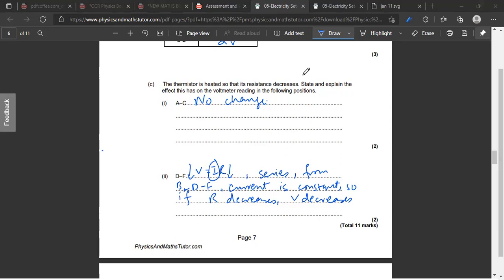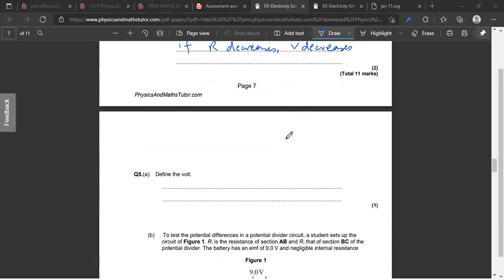All right. Let me see what other questions I want you to go through with me. Can you go over 5A? I know it's a relatively easy question, but I've never really had the definition of one volt. Okay, so volt is work done per unit charge, so it's just W over Q.